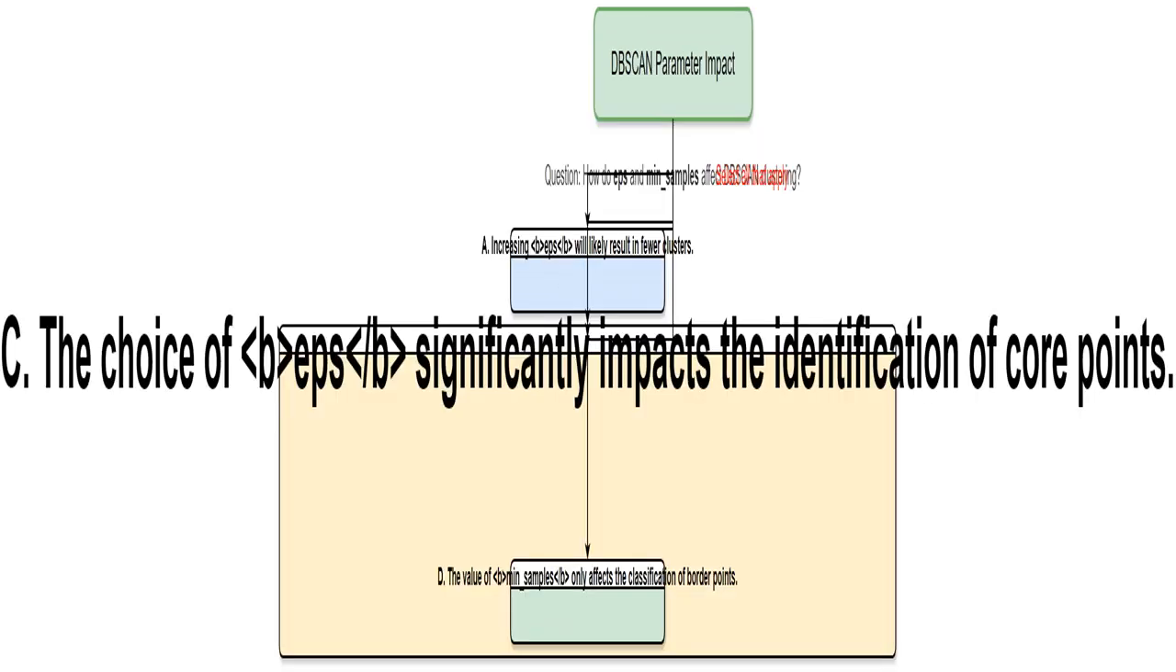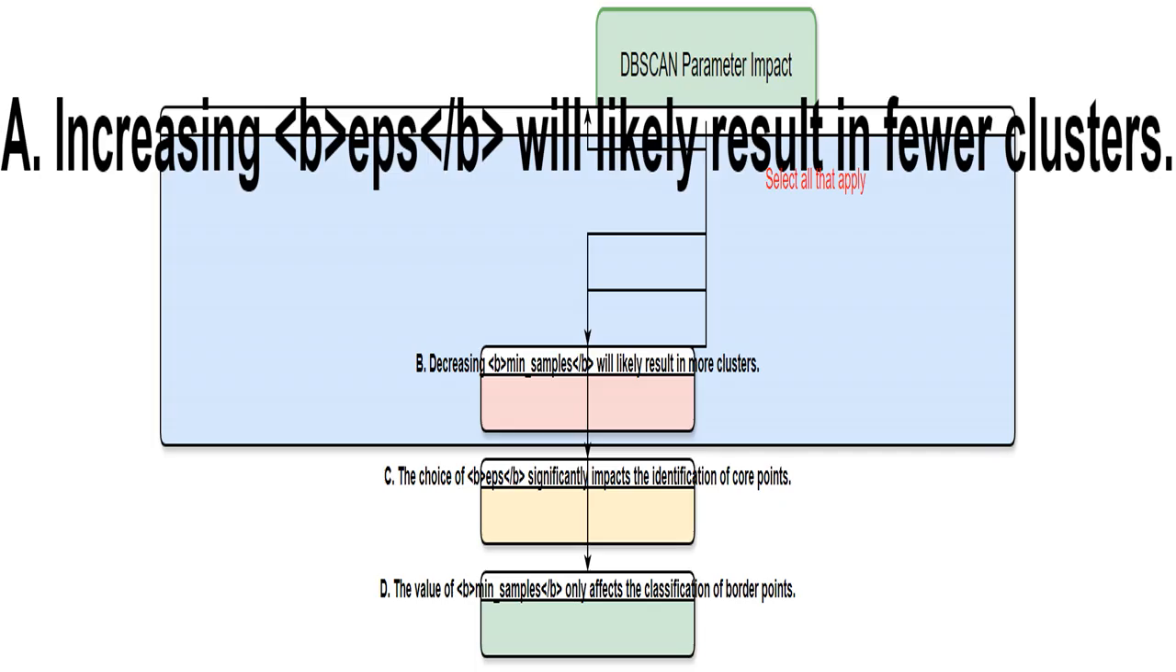I need to choose all the statements that accurately describe the effect of eps and min_samples. I interpret this as, if I lower the minimum number of points needed to form a cluster, I'll likely end up with more, smaller clusters. It's like lowering the bar. More groups will meet the criteria.